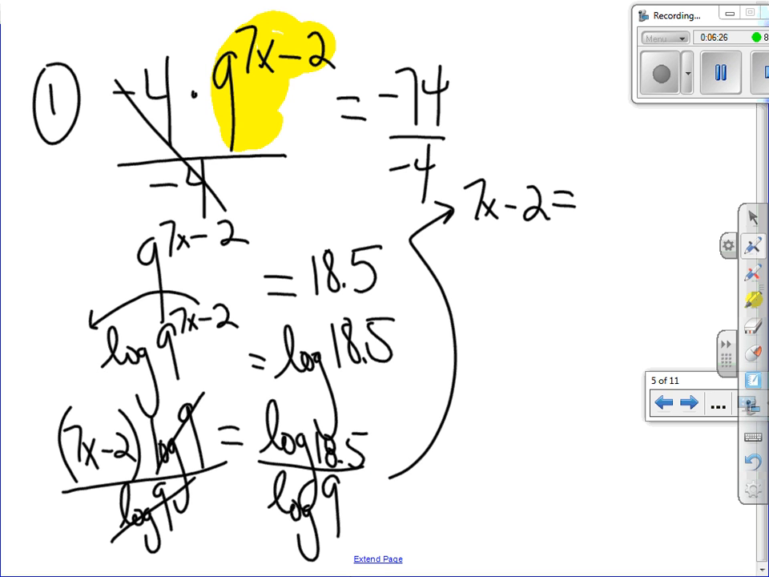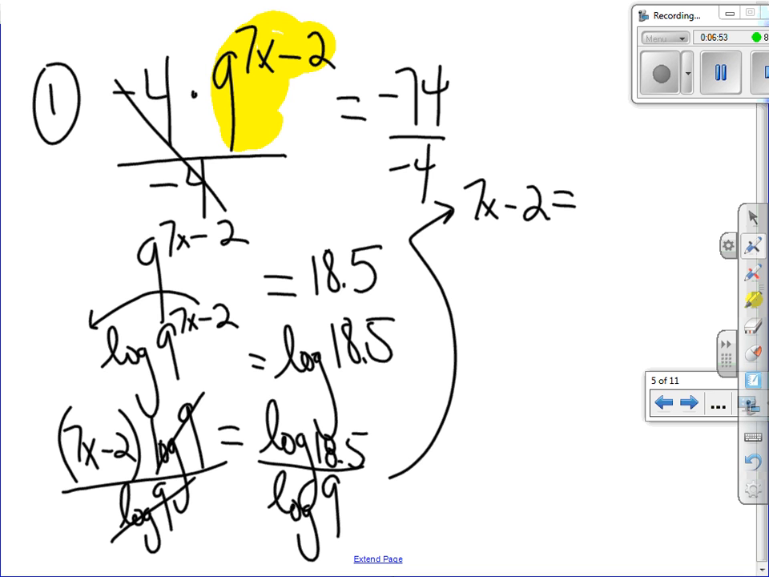Otherwise, you're going to be taking the log of 18.5 divided by log 9. So the calculator would interpret it as take 18.5, divide it by log 9, and then take the log of whatever that is. That's not what you're trying to say to the calculator. What you're trying to say to the calculator is take log of 18.5, get a number, then divide whatever that number is by log 9, and that will then give you the overall result.